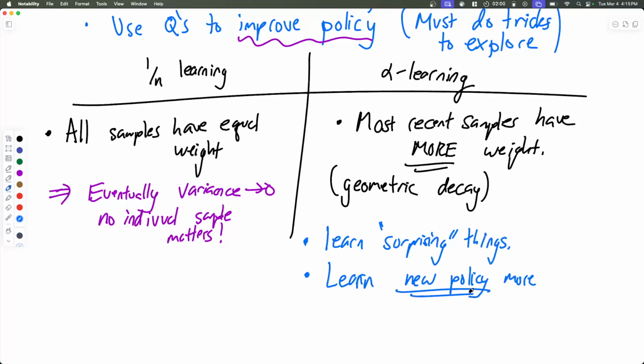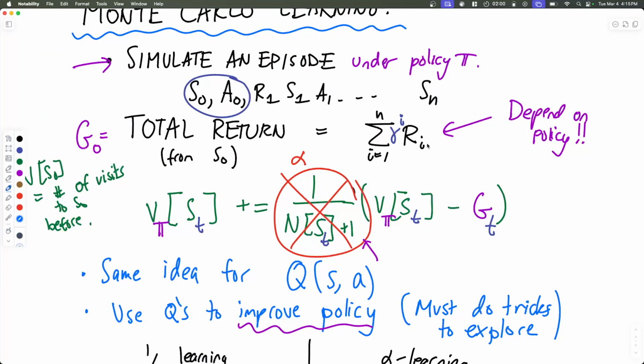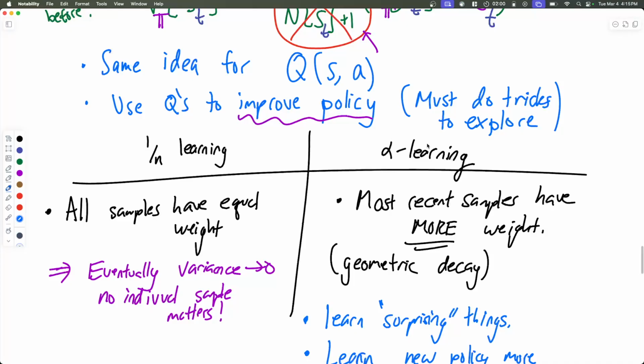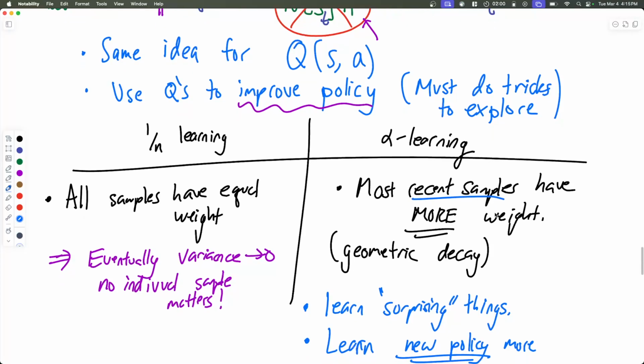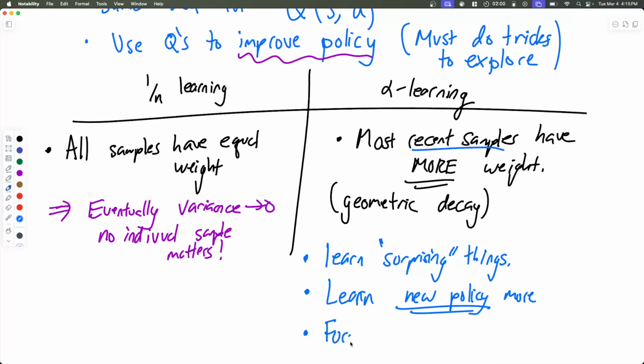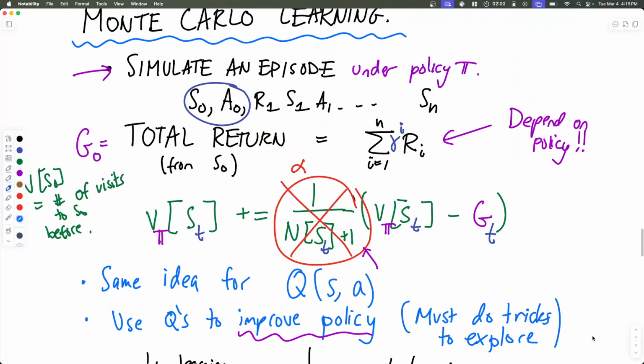So when the policy is changing over time, it's a good feature that we forget the past. The past was the old policy, right? A great example is, what was the policy originally? Well, the policy originally was totally random, some bad policy, and we're hoping to improve over time. So you really do want to forget those things. That is a big advantage of the alpha learning. We forget the old policy automatically. So this is a feature, and it really is because the policy is changing over time that this is a really good thing to do.